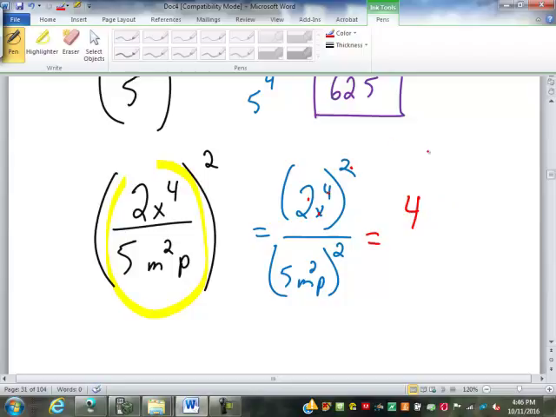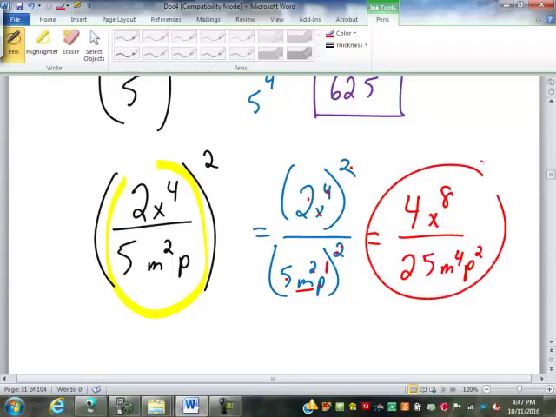X to the 4th squared, remember when we have a power of a power, we do what? Not add, you multiply it. If it was multiplying two exponents, you'd add the powers. If we're taking a power to a power, we multiply. 4 times 2 is 8, so that's x to the 8. So down here, 5 to the power of 2. 5 squared, 5 times 5, 25. M squared to the power of 2, m to the 4th, and p to the power of 2. This is p squared to the power of 2, right? And 1 times 2 is 2. That's as far as we can go with that.